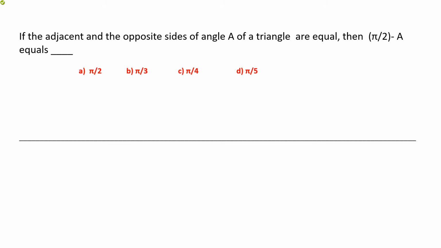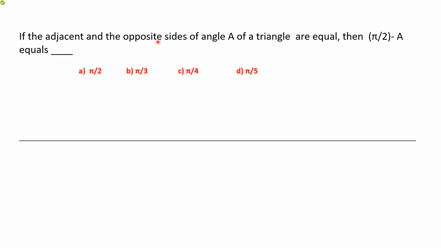Look at the first question. The first question states, if the adjacent and the opposite sides of angle A of a triangle are equal, then pi/2 minus A equals, we have to figure out this. Now, the angle A has the opposite and adjacent equal. If the opposite and adjacent are equal, and we're looking for sine and cosine in a triangle, that means one of the angles must be 90 degrees.